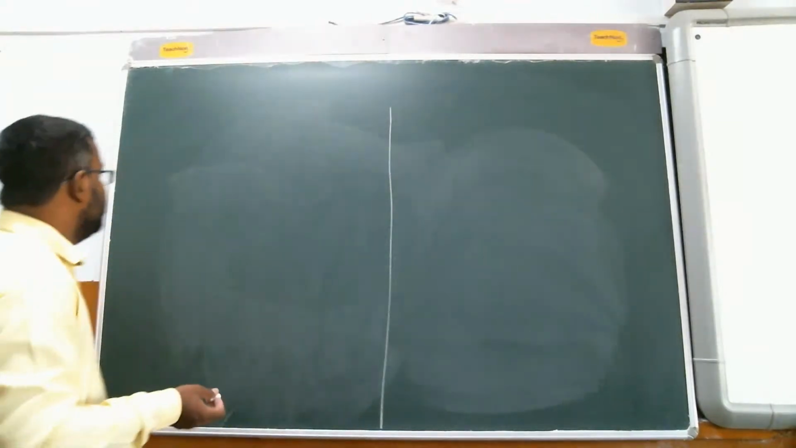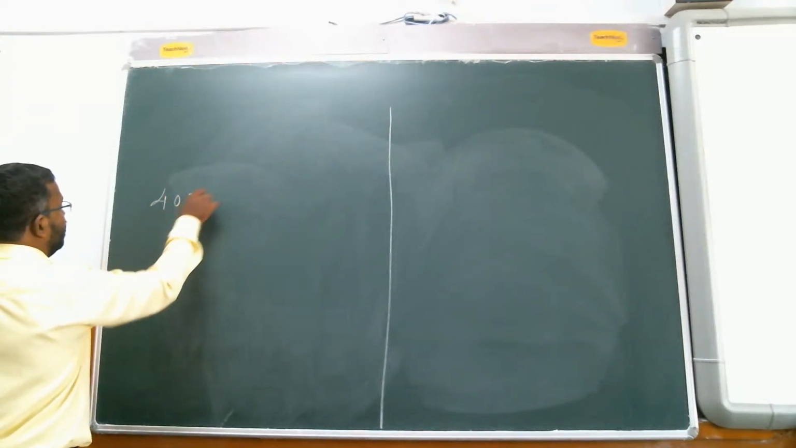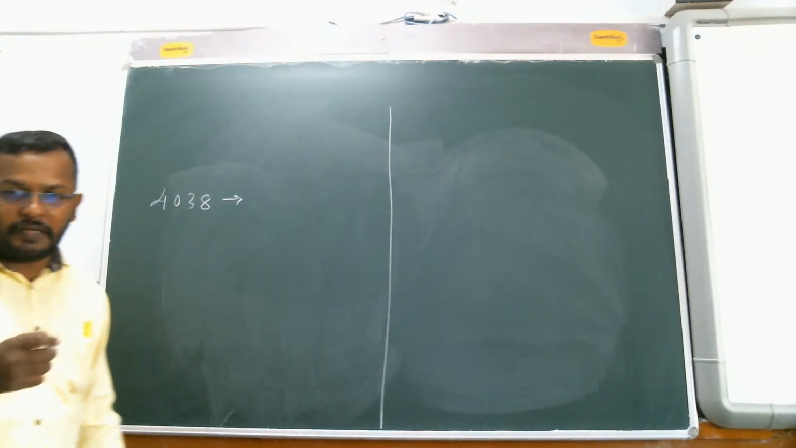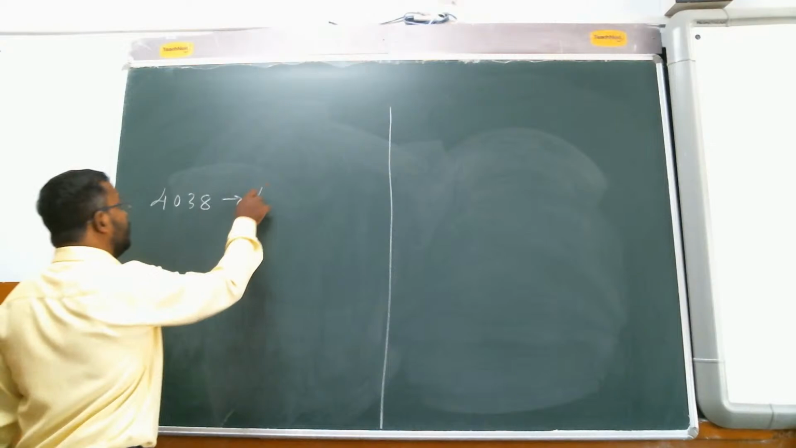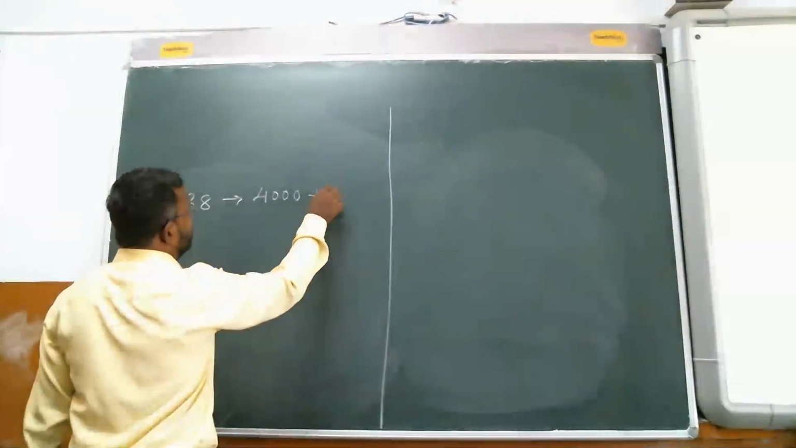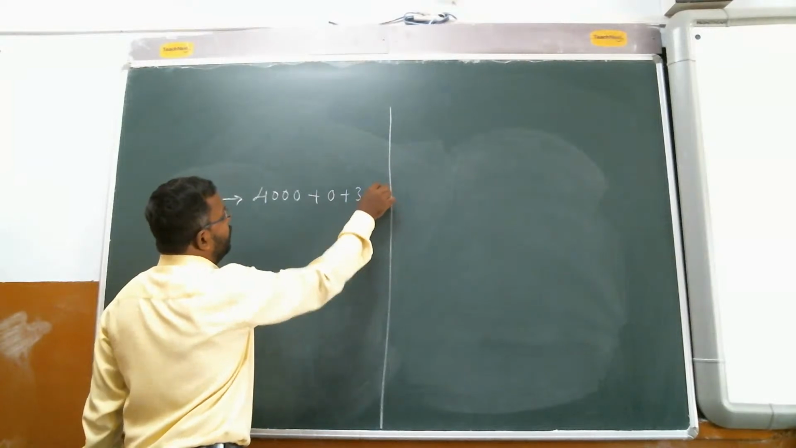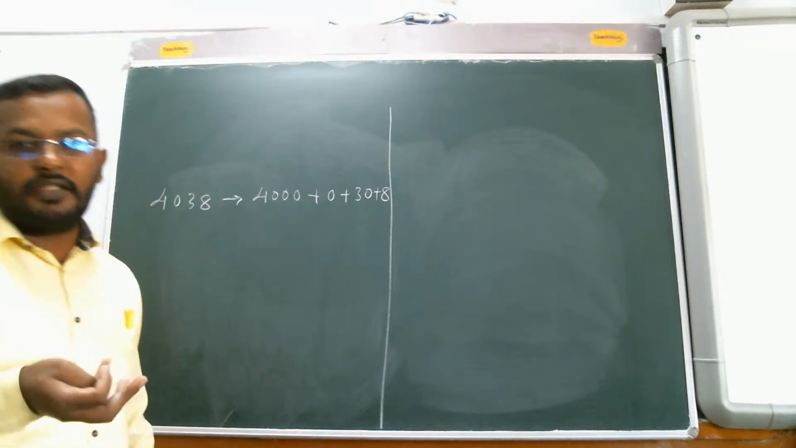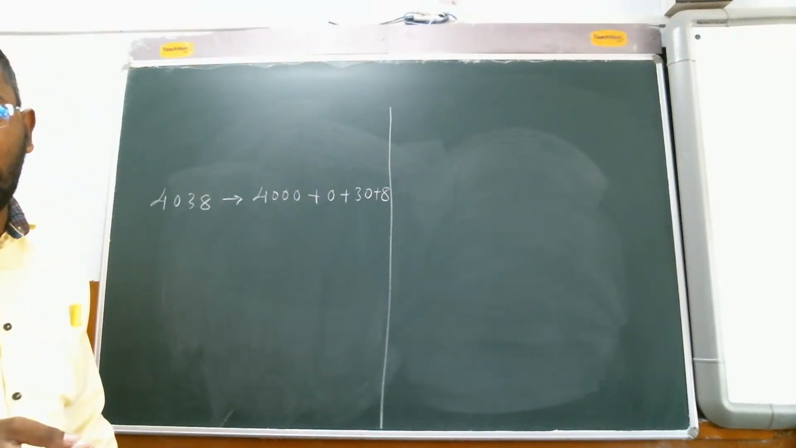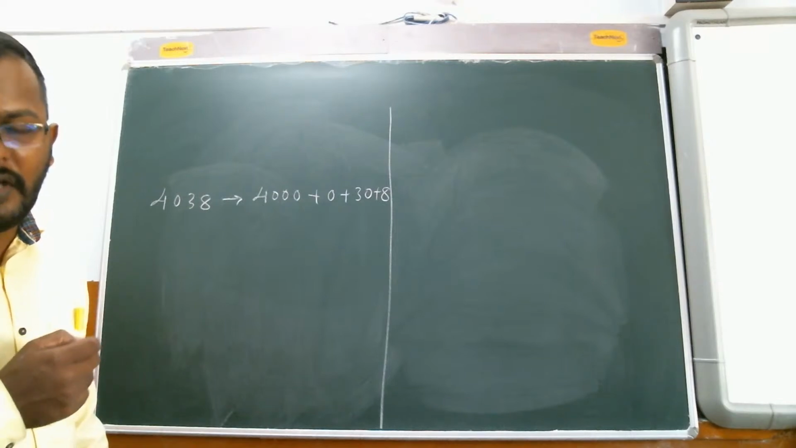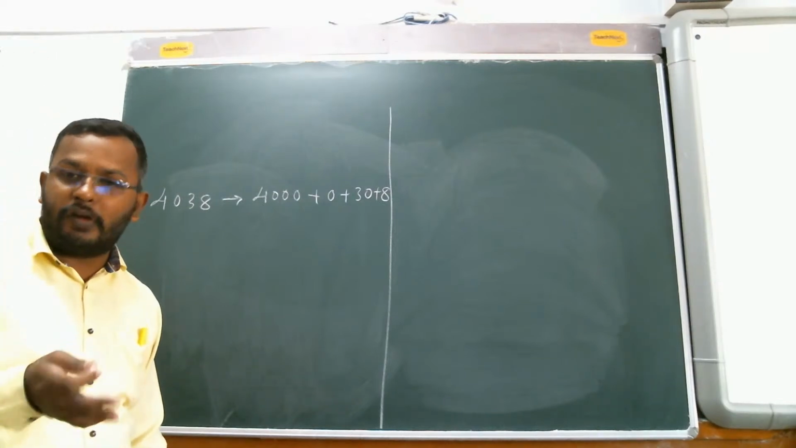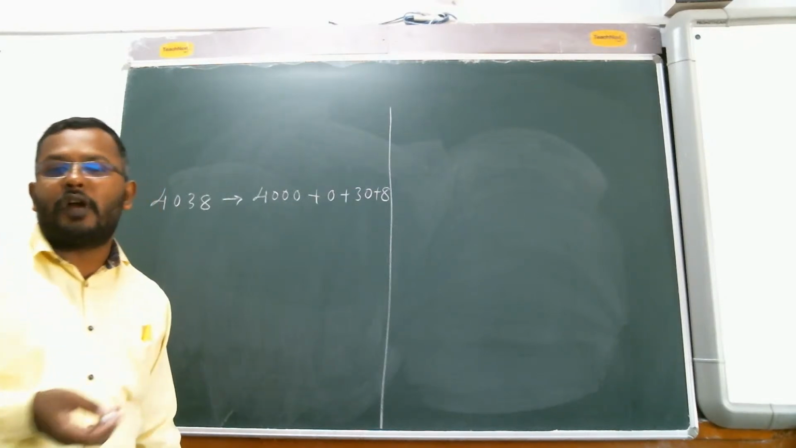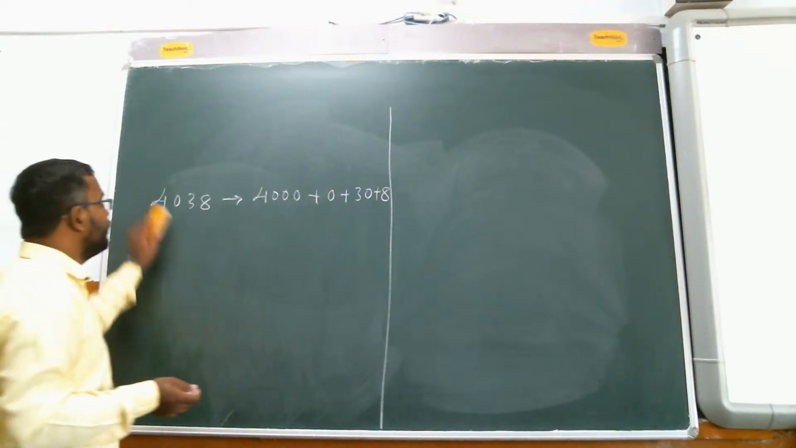Suppose they are given 4038. If you want to write it in expanded form, how are you going to write it? 4000 plus 0 plus 30 plus 8. According to the places, you can write 4000 plus 0 plus 30 plus 8. In the same way, if they ask you to write in short form, the number will be given in expanded form and you have to write it in short form. Those questions are very easy.